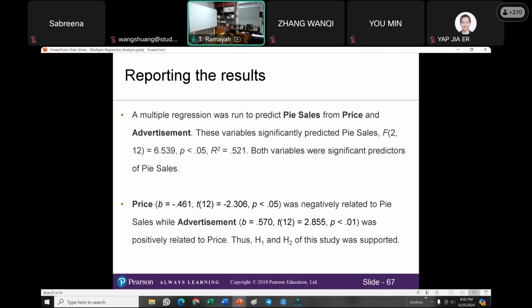For the F value, you get degrees of freedom, k and n minus k minus 1, right? This is k, this is n minus k minus 1. So that's how you can report your result from a multiple regression analysis. This is provided you don't have any categorical variable.